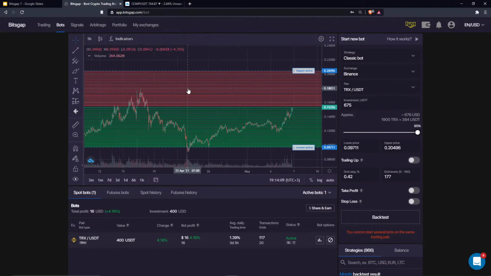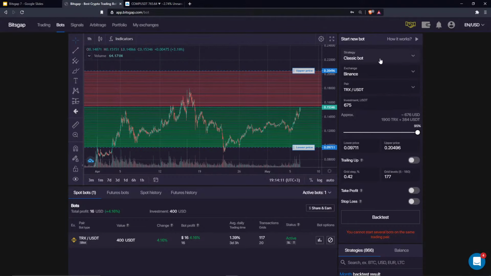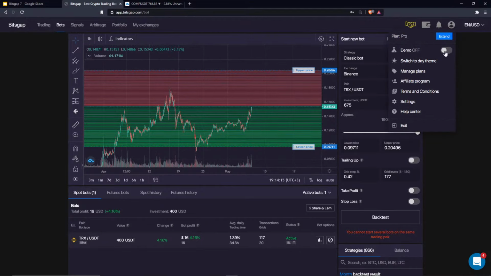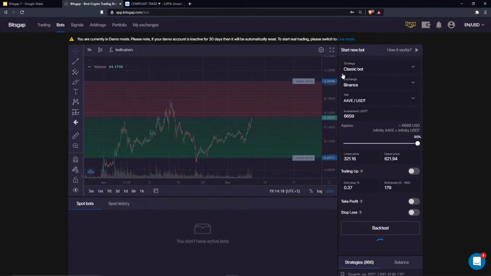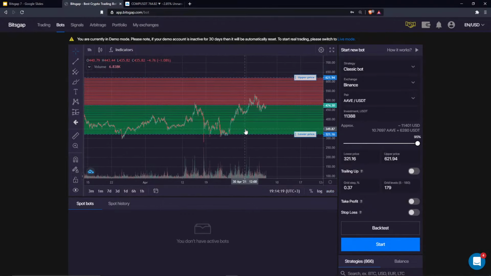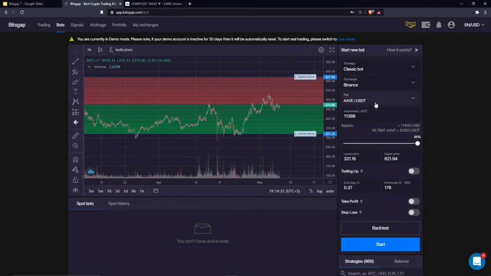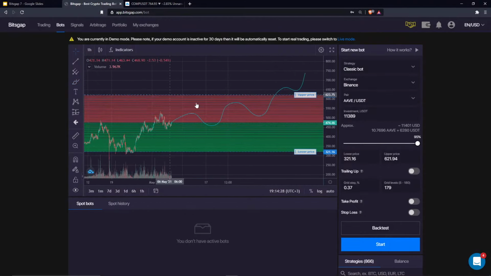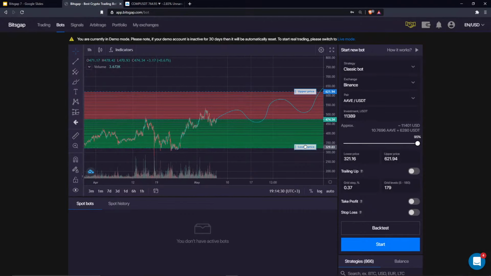So let's say, yeah, the classic bot, the first one that I explained, and let's say I anticipate the price to continue the rally. Let's say, you see I have TRX trading to USDT. Okay, let's assume that I think the price will move like this. So that's why I will stick with the classic bot. So maybe I will put my lower price here.